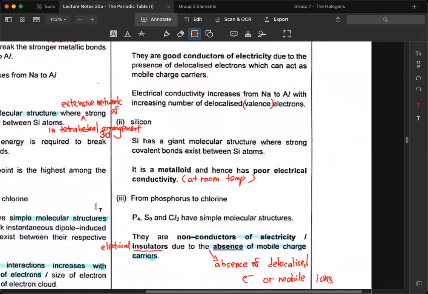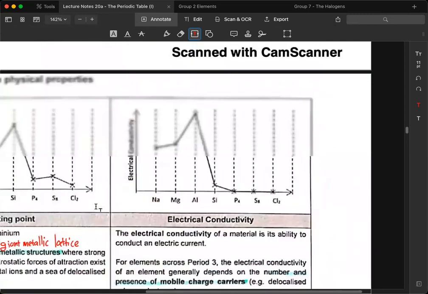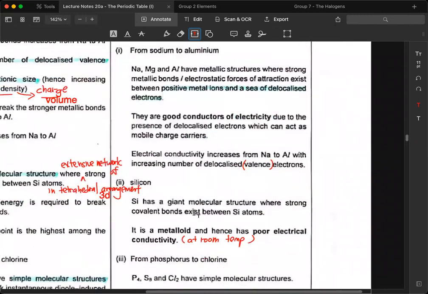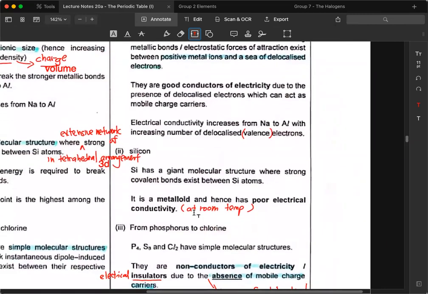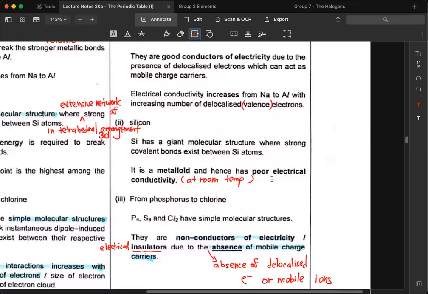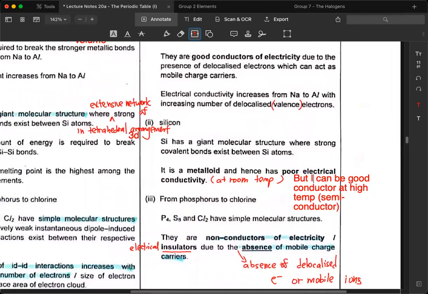As for silicon, it is a giant molecular structure with strong covalent bonds as discussed earlier, but you see, the conductivity drops a lot because it's a metalloid, meaning it is not really a very good conductor. It only conducts at certain temperatures. Just take note that silicon can be a good conductor at high temperature, so it is known as a semiconductor. This is the characteristic of a semiconductor.